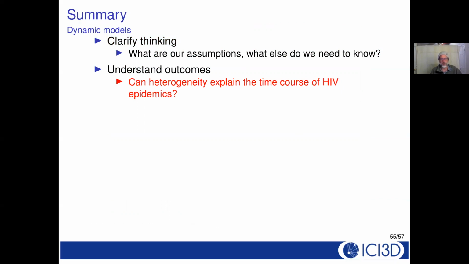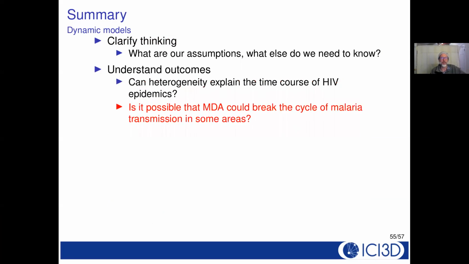We can ask simple questions like, is heterogeneity in human sexual behavior enough to explain the first 15 years of the HIV outbreak in Southern Africa? Or is it possible that aggressive random drug treatment against malaria, which sounds like it might be a silly idea, in some places might actually break the cycle of malaria treatment so that people will start getting mildly or moderately ill, seeking treatment, and therefore not allowing malaria to have an R0 of one.